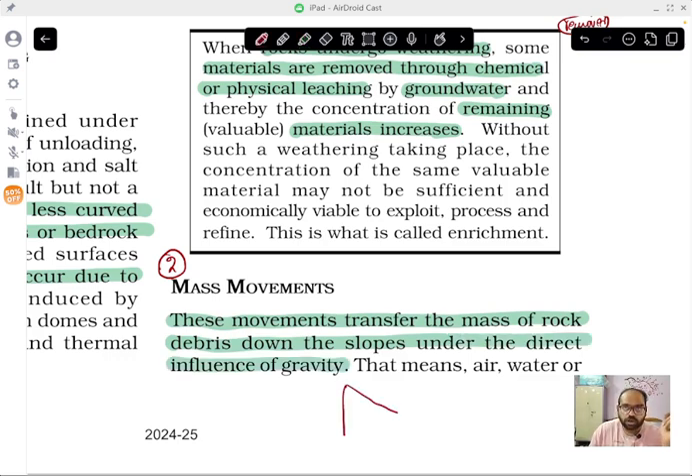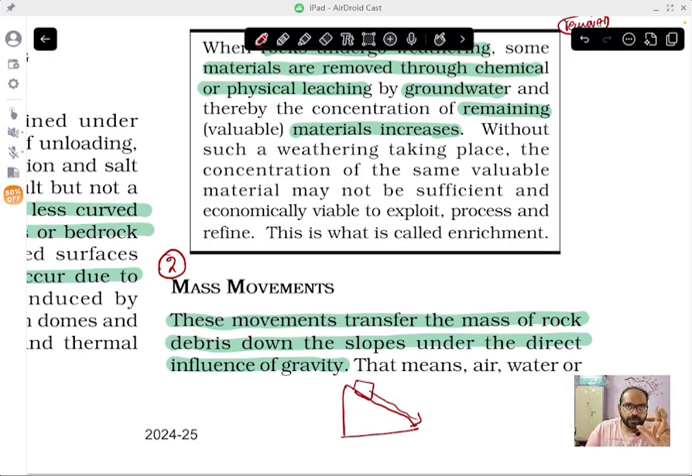So let's say it is a rock. What does mass movement mean? Transfer of mass of rock debris down the slope under the influence of gravity. On certain materials, gravitational pull will be there. If the gravitational pull is stronger, these rock materials slope downward under the influence of gravity. It is called mass movement.